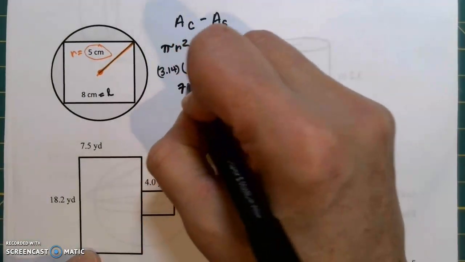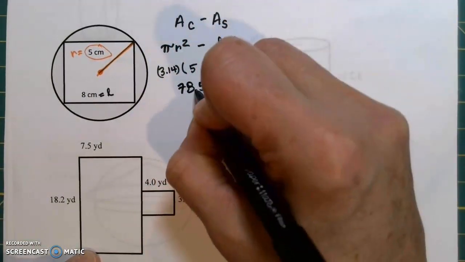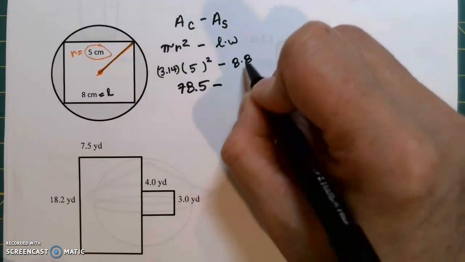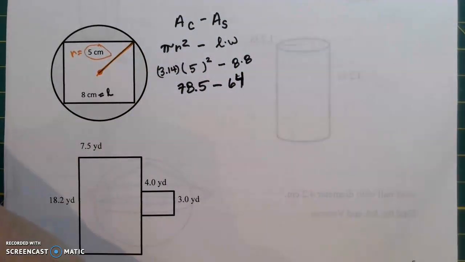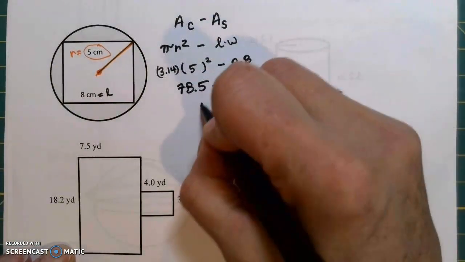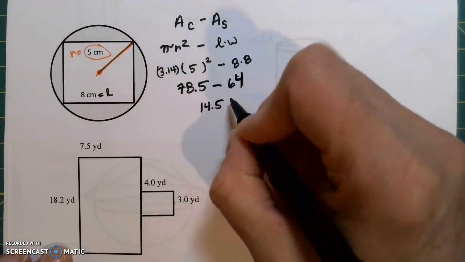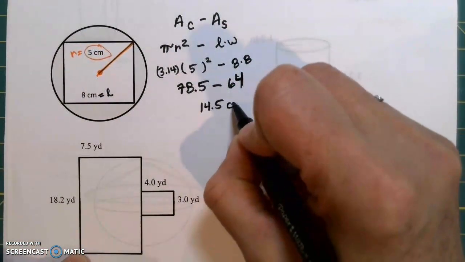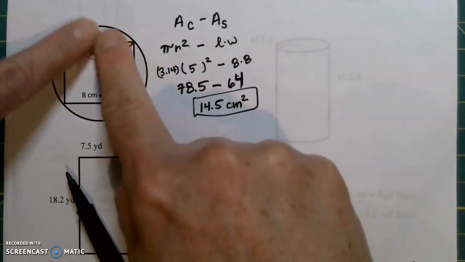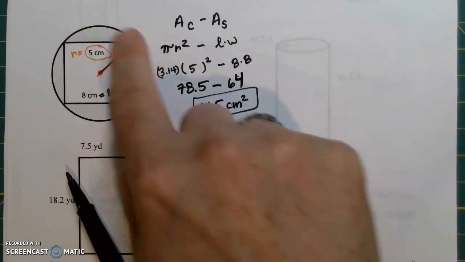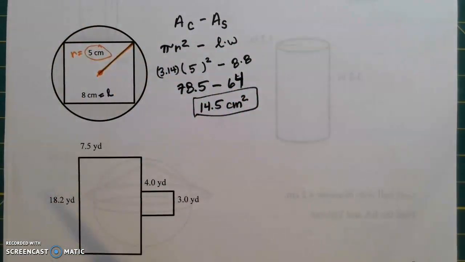So we get 78.5 for the area of the circle, and then 8 times 8 is 64, so we'll subtract that and get 14.5, and this is all centimeters, so centimeters squared for that shaded portion, which is the circle minus the square.